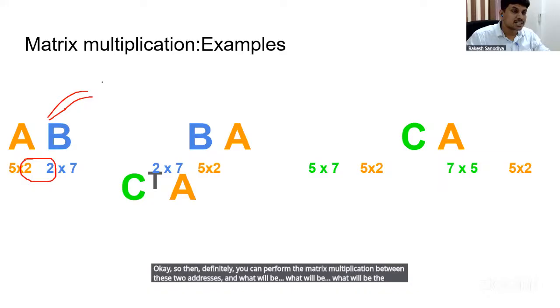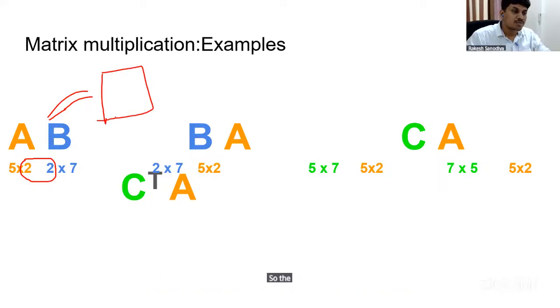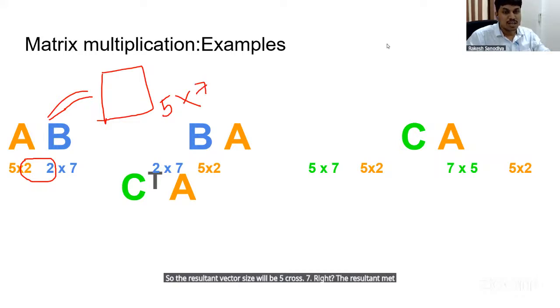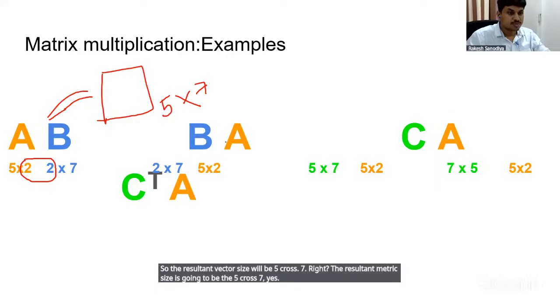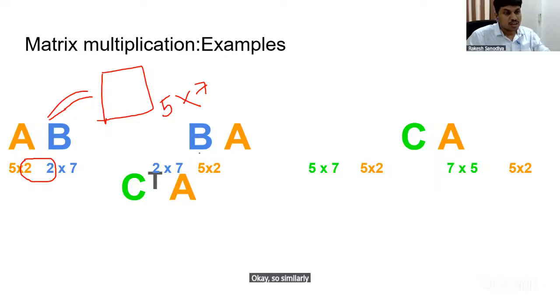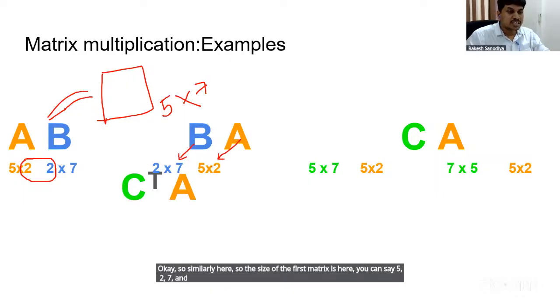And what will be the resultant matrix size? The resultant matrix size will be 5 cross 7, right? Yes. Okay, so similarly here, the size of the first matrix is 7 cross 2, and A is 5 cross 2, right?